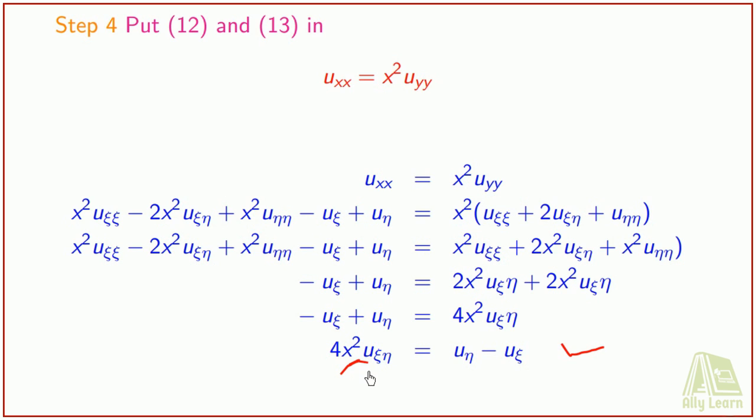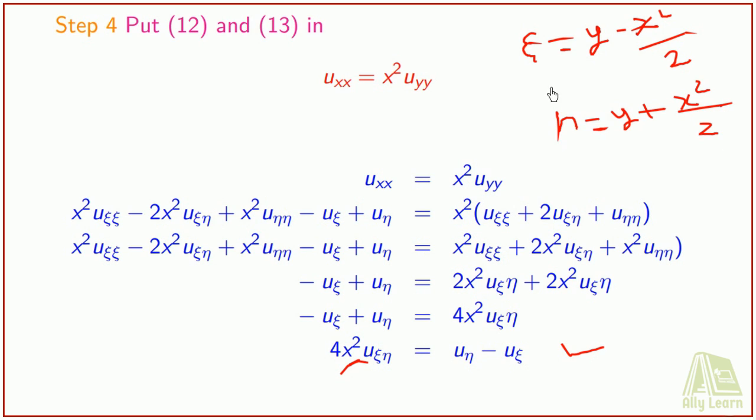So what I have to do is convert, or replace, this x square with xi and eta. Okay, so just try to remember the expressions for xi and eta. If you remember, my xi was y minus x square by 2, and my eta was y plus x square by 2. Now just do one thing, subtract these two equations. Subtracting, we get eta minus xi, the y gets cancelled, and we get x square by 2 plus x square by 2, which is x square.